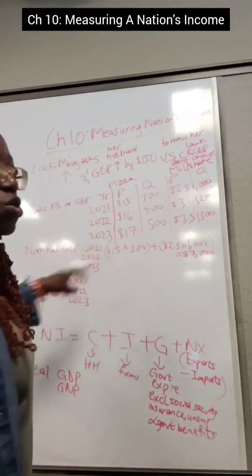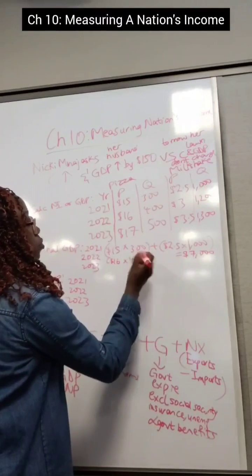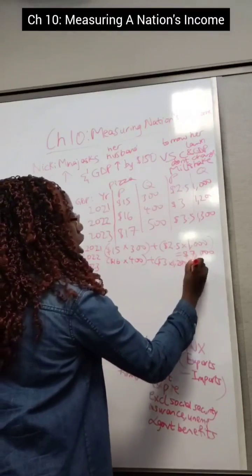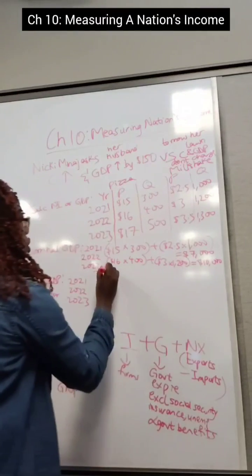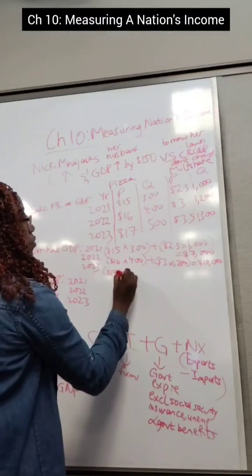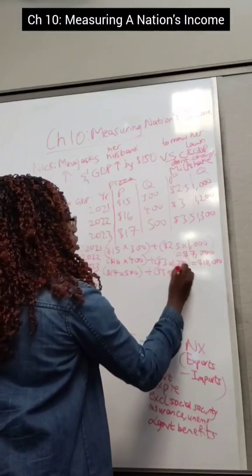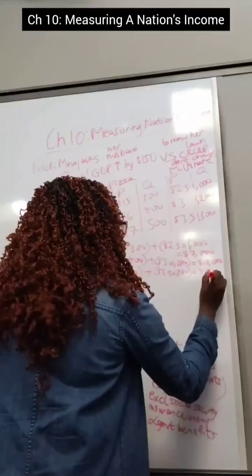Let's do the same thing for 2022. $16 times 400 units of pizza plus $3 times 1,200 units of milkshake. And by the time you add it up, that's going to give you $10,000. How about in 2023? $17 times 500 units plus $3.5 times 1,300 units. So by the time you add it up, that's going to give you $13,050.